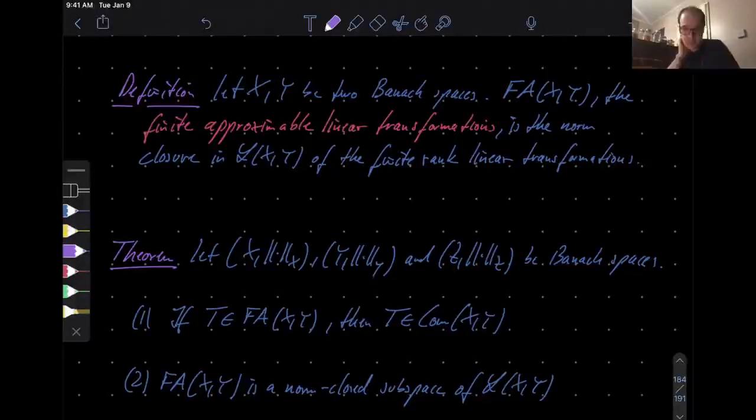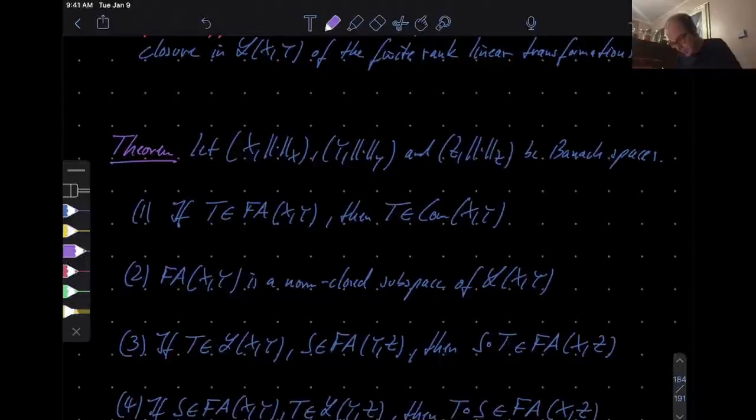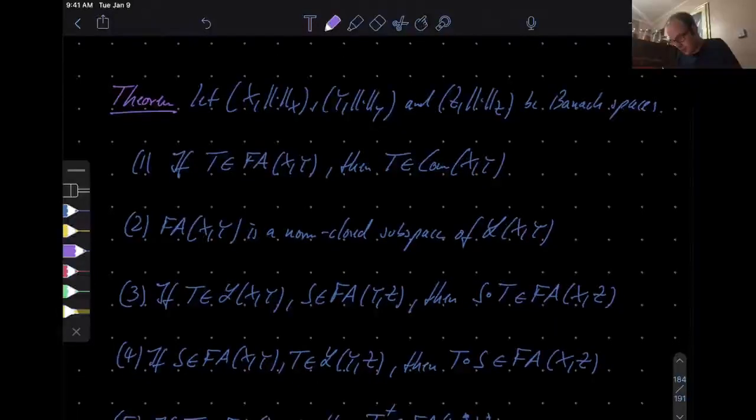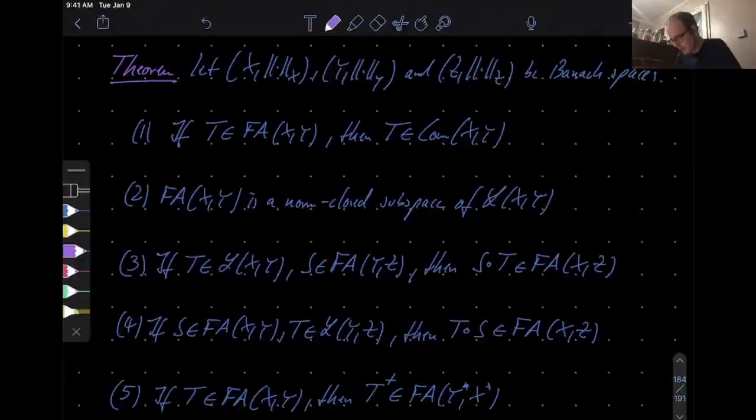And what's that thing? Well, that set is the norm closure in L(X,Y) of the finite rank linear transformations. That is to say that the elements of Fa(X,Y) are either finite rank linear transformations or they are norm limits, norm being here the operator norm, of finite rank linear transformations. All right. Turns out this set is closely related to the compact linear transformations. In general, it's not equal to the compact linear transformations, but before we get there, first a few properties. And these properties should really ring some bells, because we had quite similar properties for the compact linear transformations.